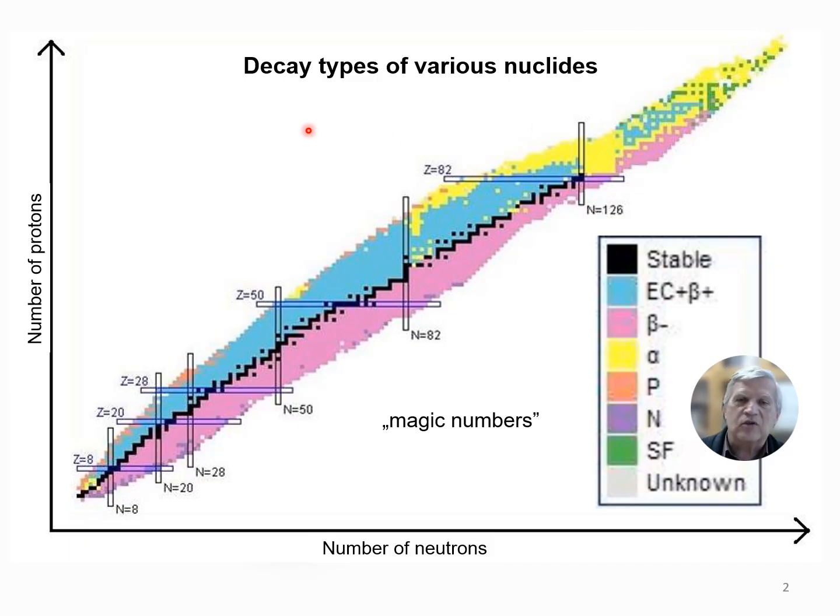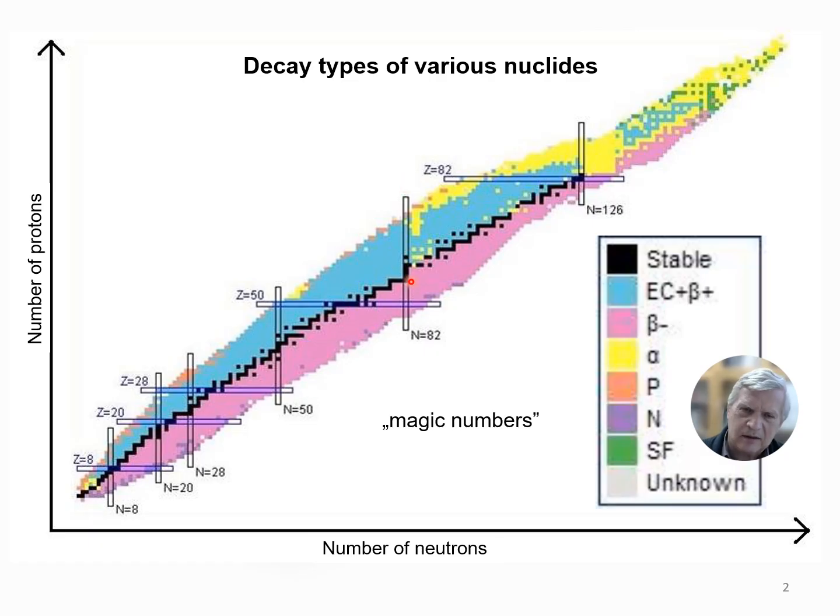This is a summary chart of the different types of radioactive decays. You see the color codes here. The black one means the stable nuclides, the nuclei. The blue is the positive beta decay. That's where we have an excess of protons. And the magenta color is for the negative beta decay. That's where we have too many neutrons.